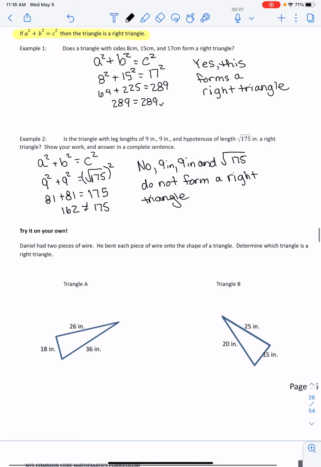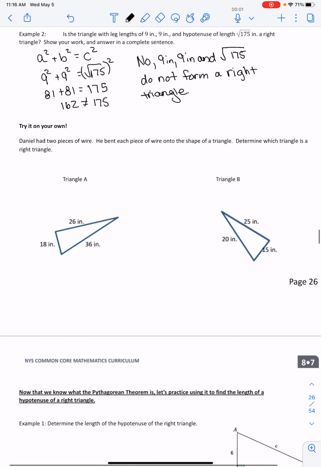Next, let's try it on your own. It says Daniel had 2 pieces of wire. He bent each piece of wire into the shape of a triangle. Determine which triangle is a right triangle. Well, okay. The first one we have.